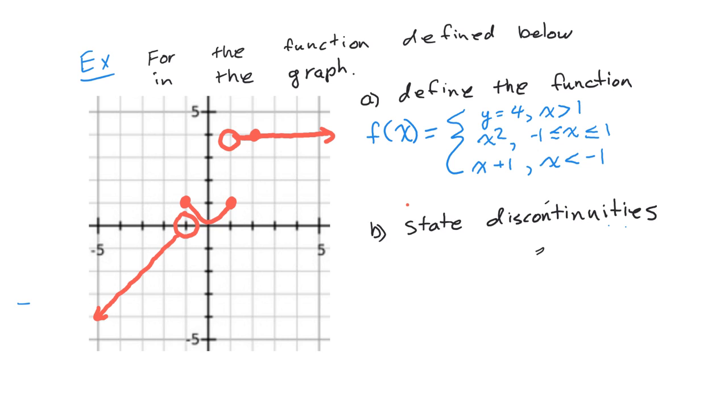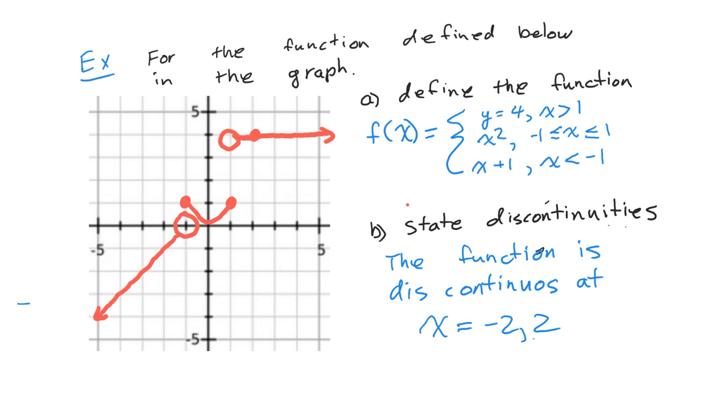So now what we have to do is state the discontinuities, if there are any. The discontinuities for this one are the following, and this is how you answer it. You say the function is discontinuous at x equals -2 and 2, and we're done.